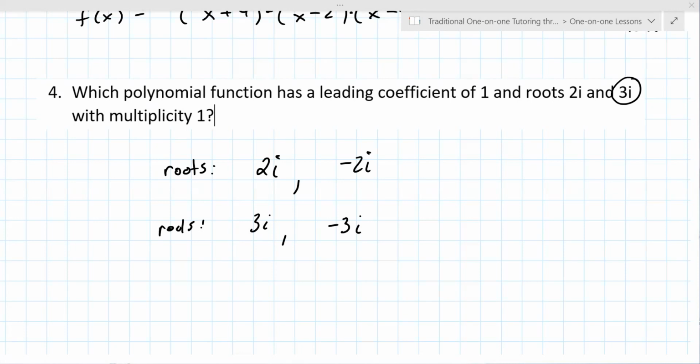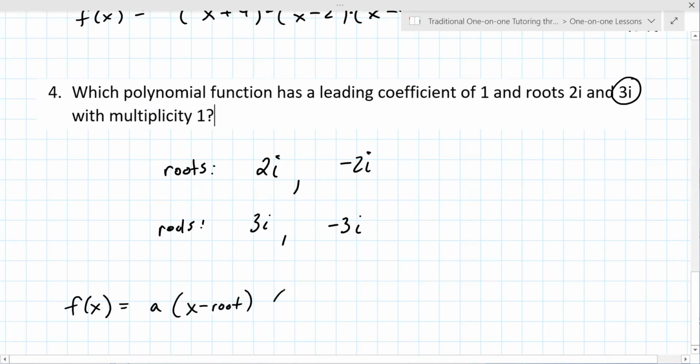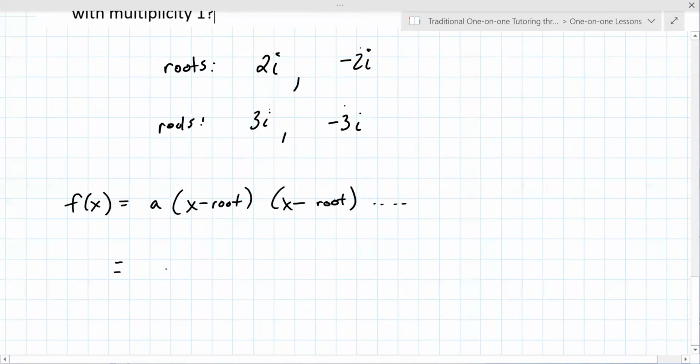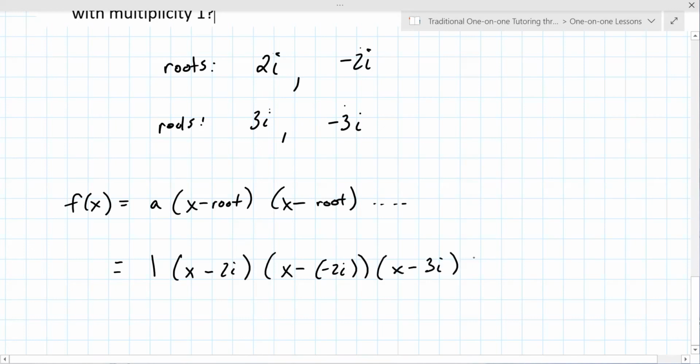Okay, so now again, the way you write this is you have your a, and then it's x minus the root, x minus the root, and so on. Okay, right. And these are all roots. So it said a is 1, so you write it this way: x minus 2i, x minus minus 2i, x minus 3i, x minus minus 3i.